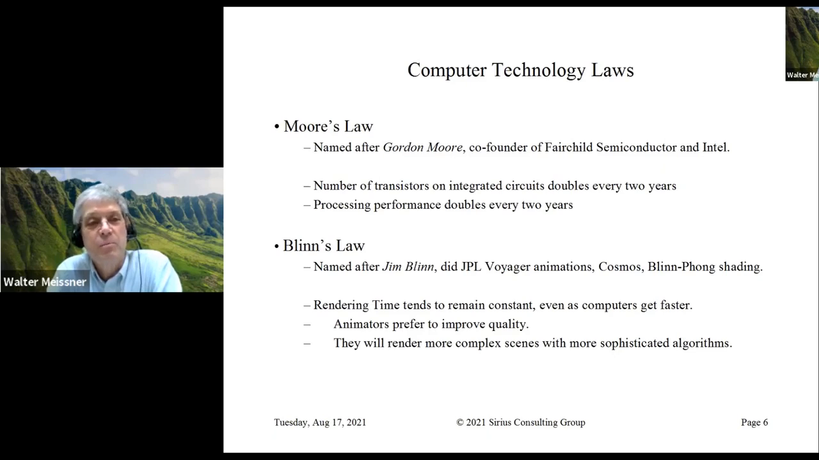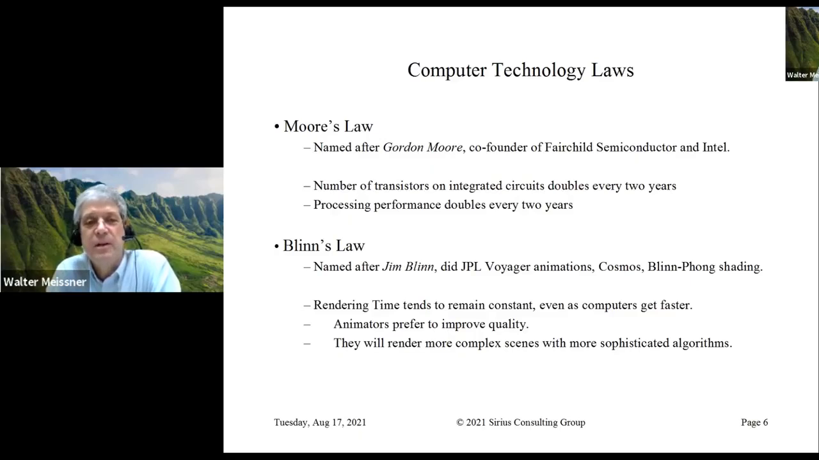One is Moore's law, which I'm sure you've heard of. It's named after Gordon Moore, co-founder of Fairchild Semiconductor and later Intel. His observation was that the number of transistors on integrated circuits doubles every 2 years.